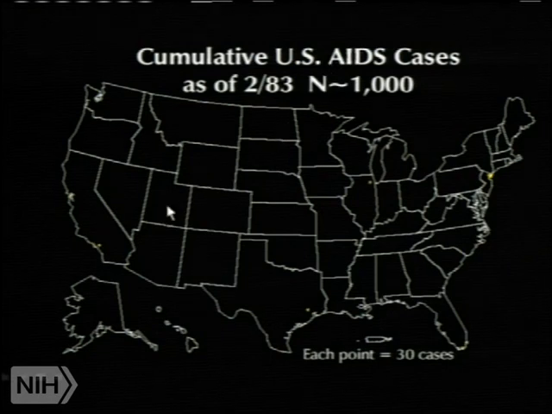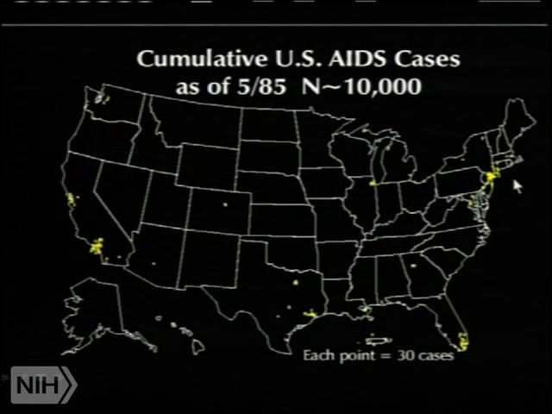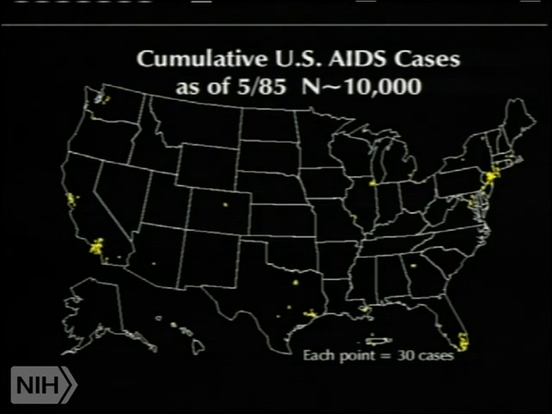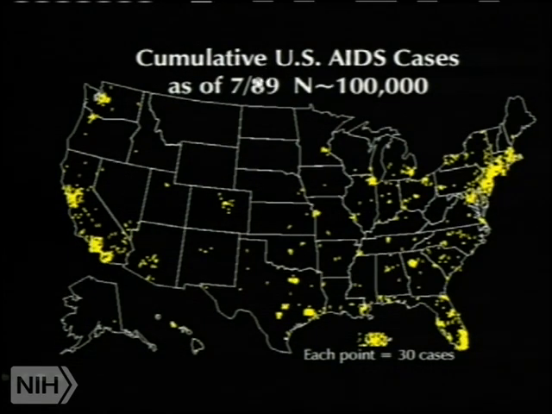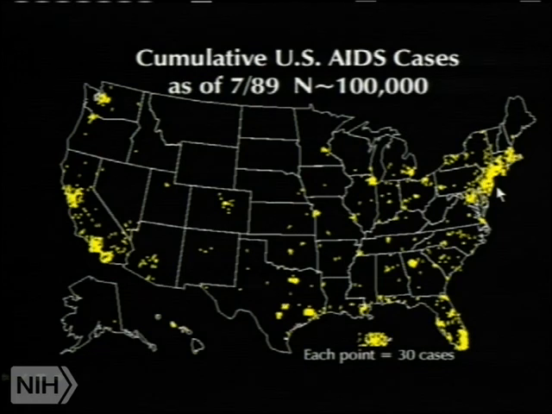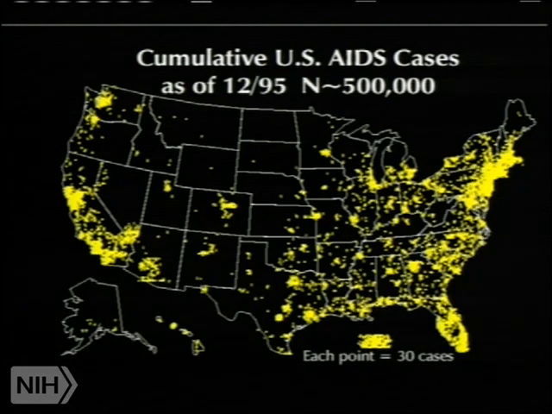This is 1983, and each one of these dots represents about 30 cases. This is data from the CDC. The caseload goes up tenfold by 1985, still centered largely in metropolitan areas. In 4 years, it goes up tenfold again, showing that the I-95 corridor is getting quite well populated. And here, fivefold more increase by 1995, and the caseload now in the United States is somewhere around 1 to 2 million.